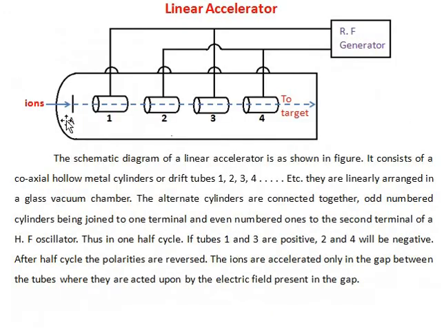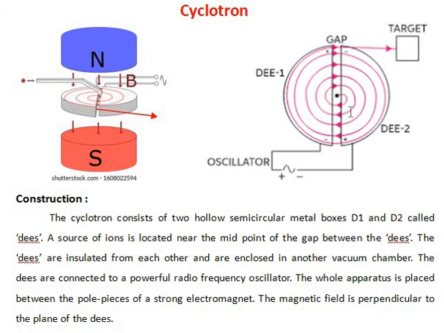So here the ion is accelerated linearly, and in a cyclotron the ion is accelerated in a circular path, that is, a spiral path we can say. Okay, so how does this cyclotron basically work? Let us see. You can see there are two Ds, D1 and D2.